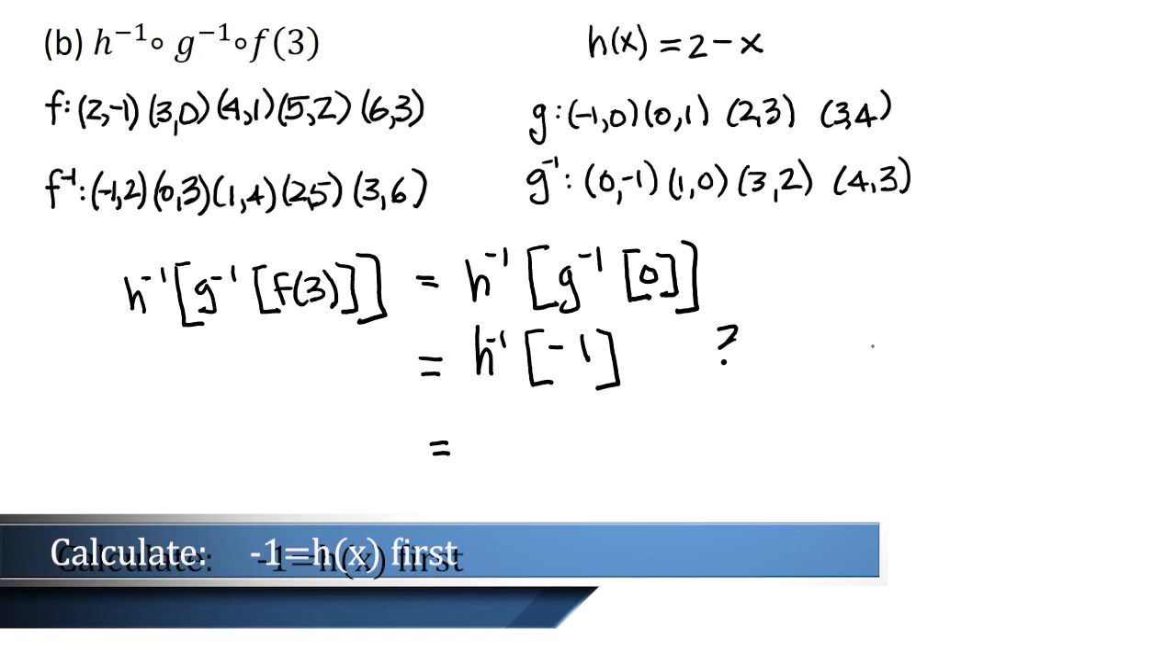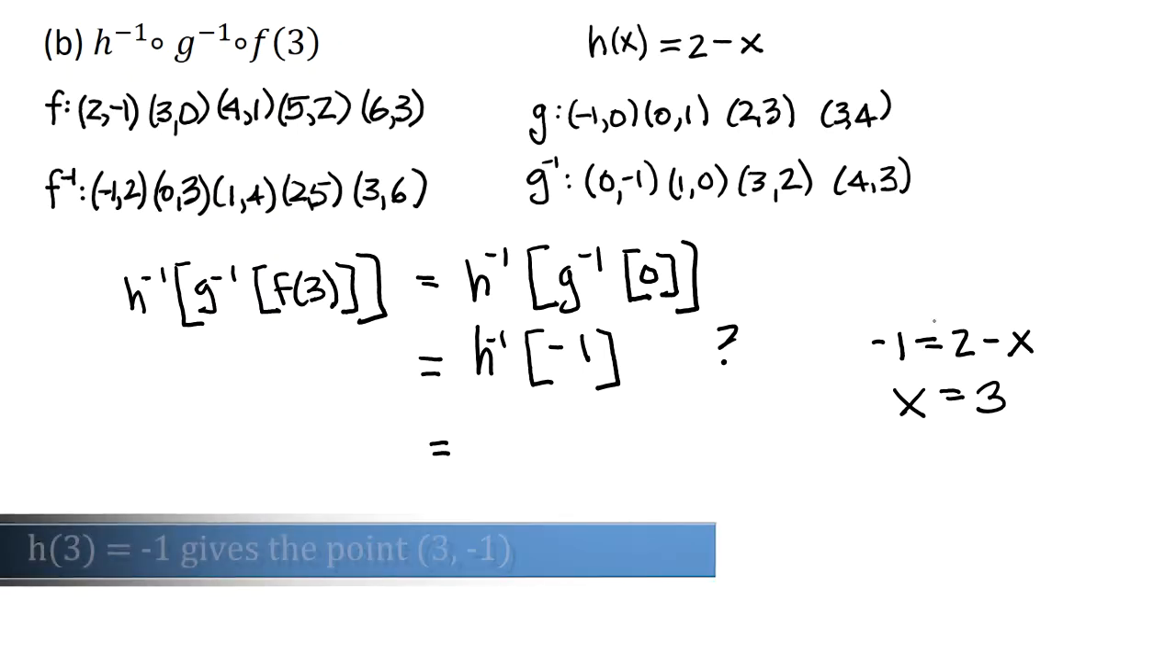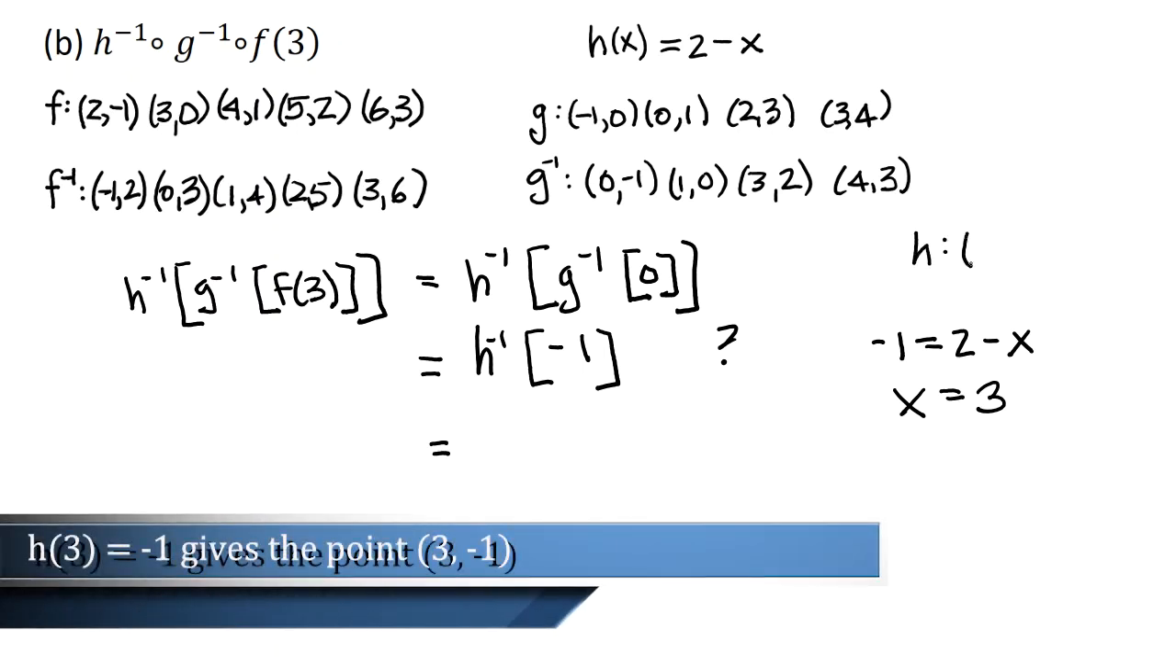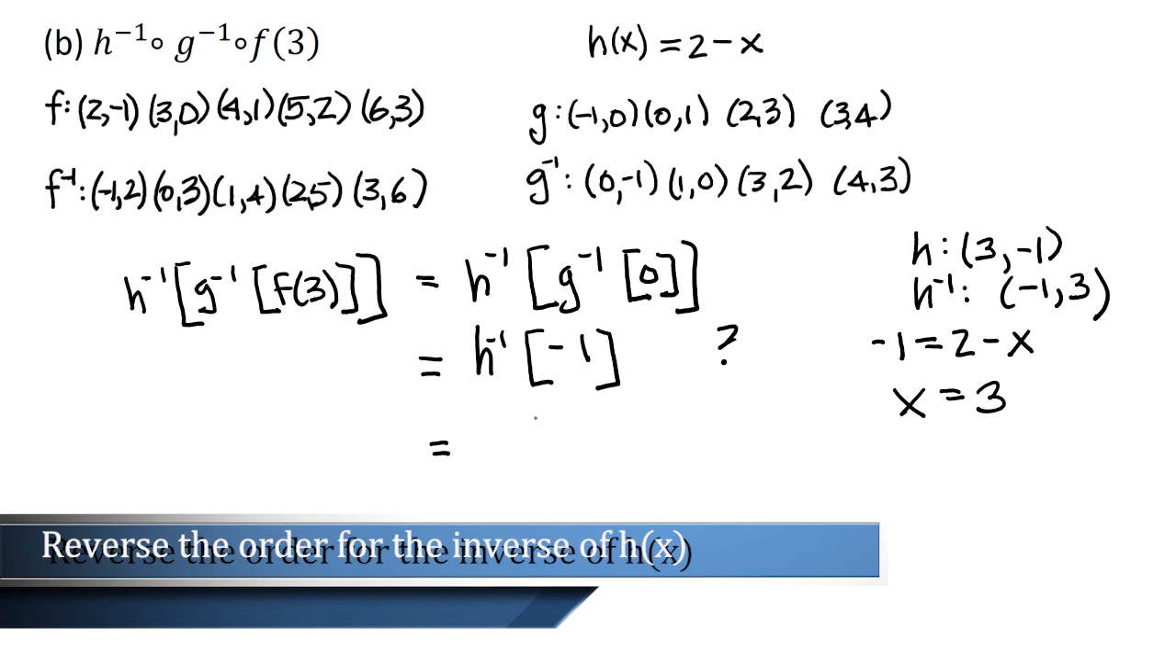What value would provide -1 in h? So -1 equals 2 minus x. If I add x to both sides and then subtract, when x equals 3, I would get this result. So for h at x equals 3, the result would be -1. So for h inverse, of course, I just flip them, -1 and 3. And so I have to do a little bit of thought here about the h value, and what I have here is 3.